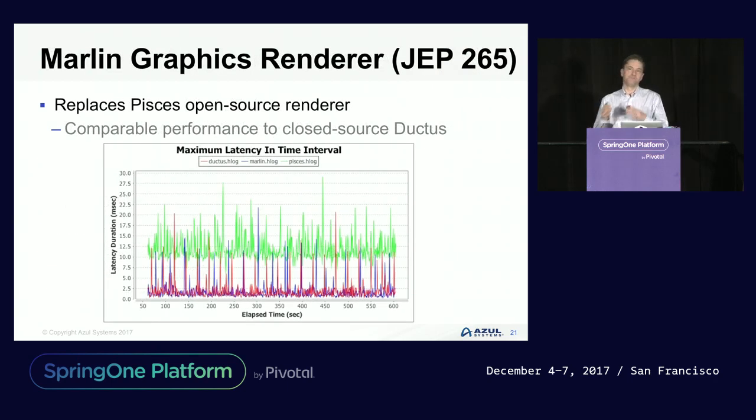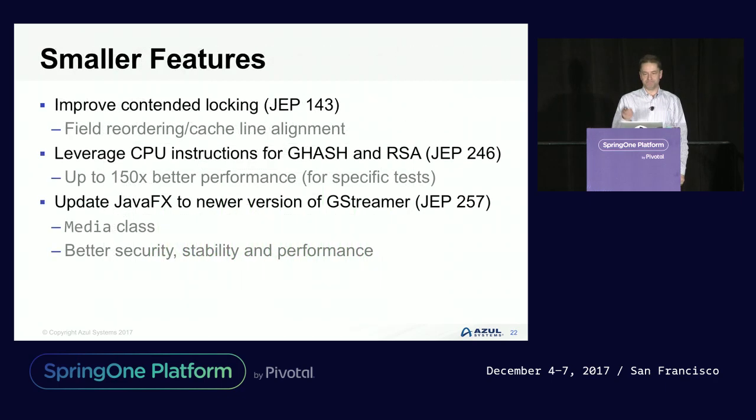Graphics rendering. What's happened here is that if you look at OpenJDK, there was an open source graphics renderer called Pisces. That didn't have very good performance, so that's the sort of green squiggly line at the top there. That's latency, which means high is bad. What Oracle did was they replaced that with a closed source implementation called Ductus, which had better performance. Now, to eliminate the need for a closed source implementation, there's a new open source implementation called Marlin that has pretty much the same performance as the closed source one. So it's just open source, better performance.